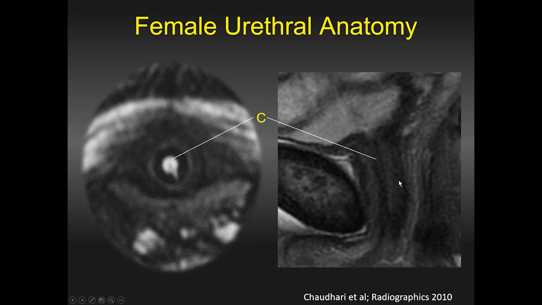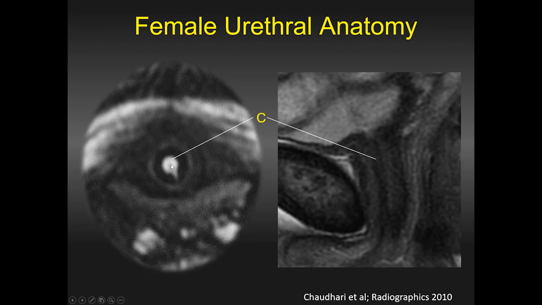The primary sequences that you use for a female urethral assessment are similar to those of the bladder. Instead of including the entire bladder, you bring down the FOV lower to be centered on the urethra. So again, the primary sequences are T2 weighted sequences. Here is an axial and this is a sagittal image. And so there are two rings that we see.